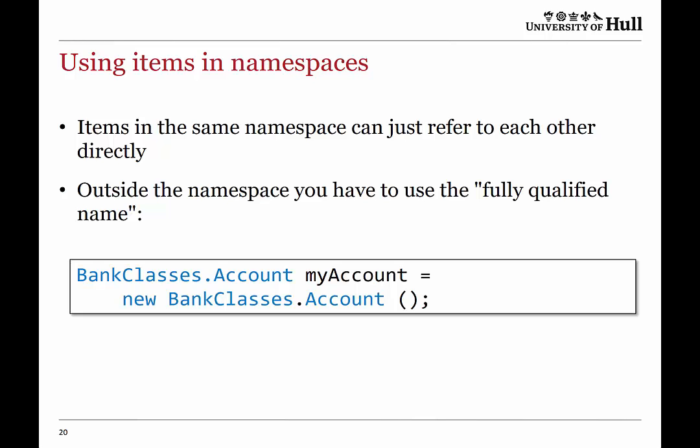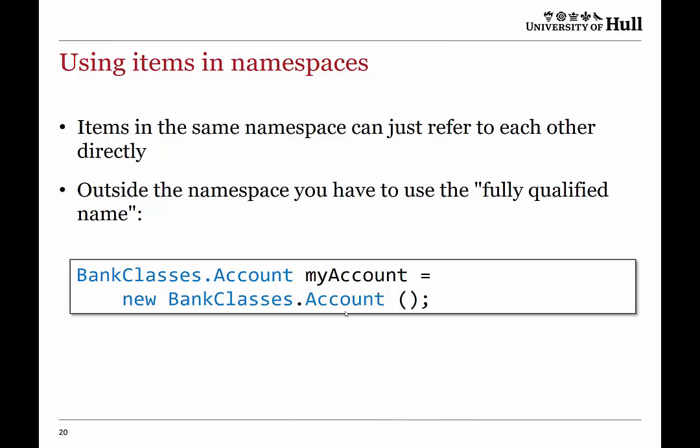If you want to work outside the namespace, you can do this. You can make a fully qualified name. And that's basically namespace.classname, wherever you want to use it. Does that kind of make sense? So this is basically a context.